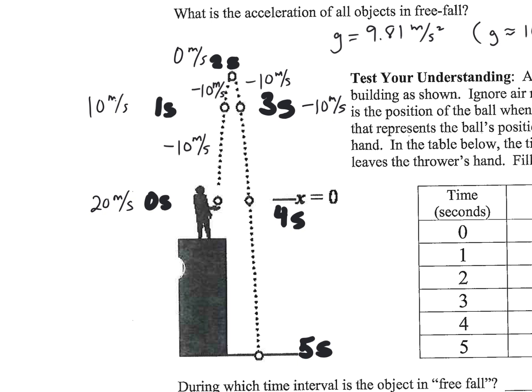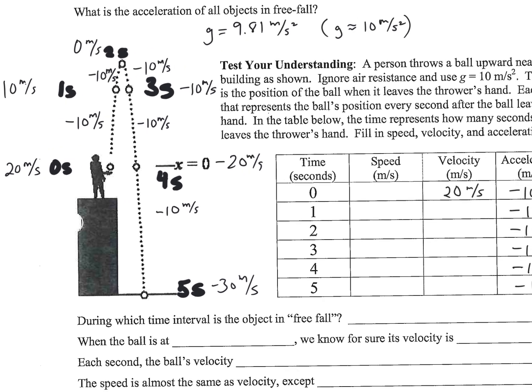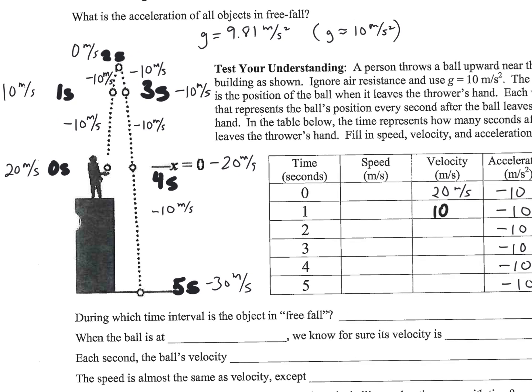Then it's going to change again by negative 10 meters per second in that next second. So what's the velocity going to be at 4 seconds? Yeah, negative 20 meters per second. And it's going to change again, another negative 10 meters per second. So what's it going to be at 5 seconds? Negative 30 meters per second. So let's fill in our velocity. It goes from 20 to 10, from 10 to 0, to negative 10, to negative 20, to negative 30.